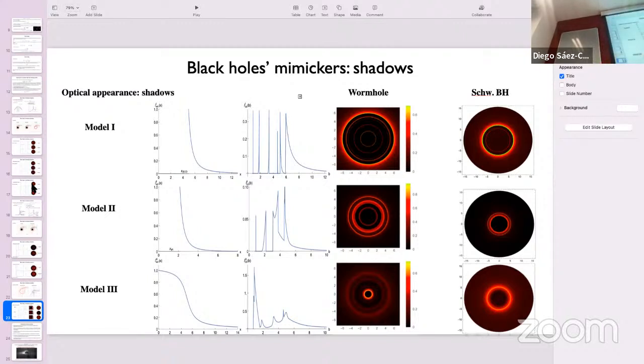Actually, while in the Schwarzschild black hole for the first profile, you have just, at least observable by the naked eye, a couple or maybe three superimposed light rings, in the wormhole case, you have many of them. The same happens when you compute the second profile and also with the third profile. And this is because of the existence of this second photon ring that is absent in the case of Schwarzschild black hole or in the case of any solution of the Kerr family.